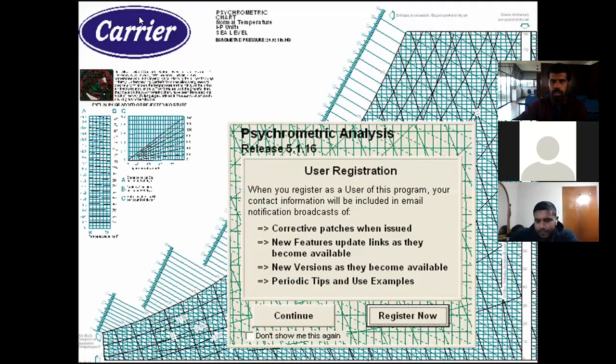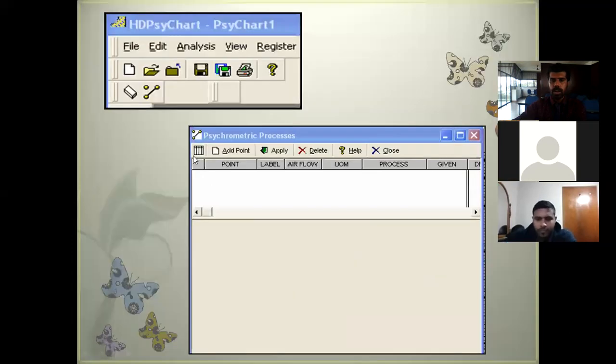When you open that psychrometric app or that software, initially you'll get a window like this. What you have to do is give continue. When you give continue, you will get a window like this. On the top there will be file, edit, analysis, view, register. Different topics will be given on the ribbon.